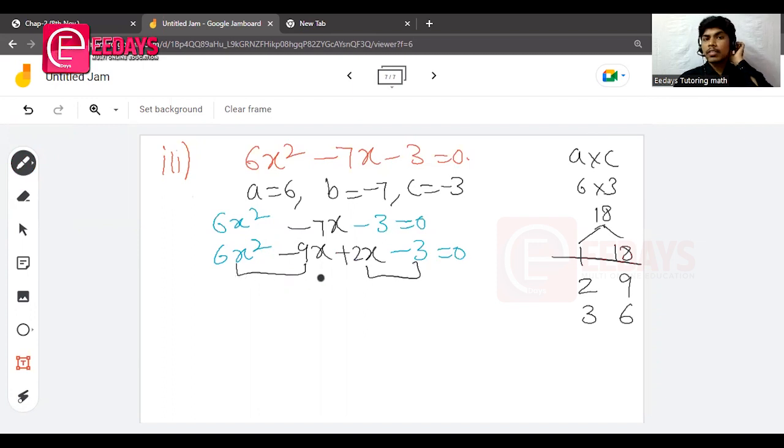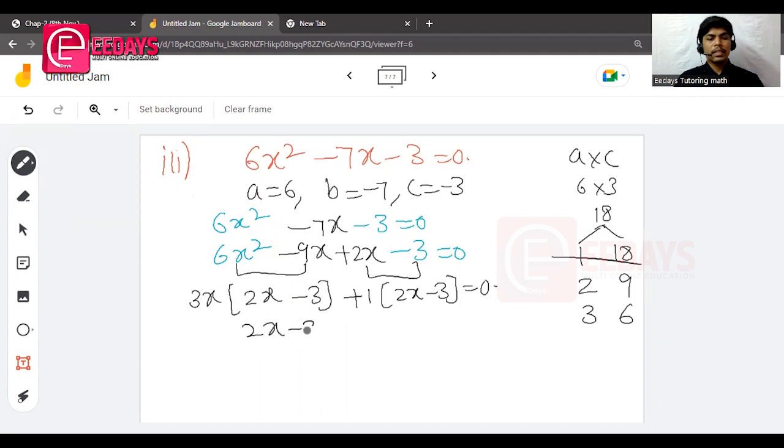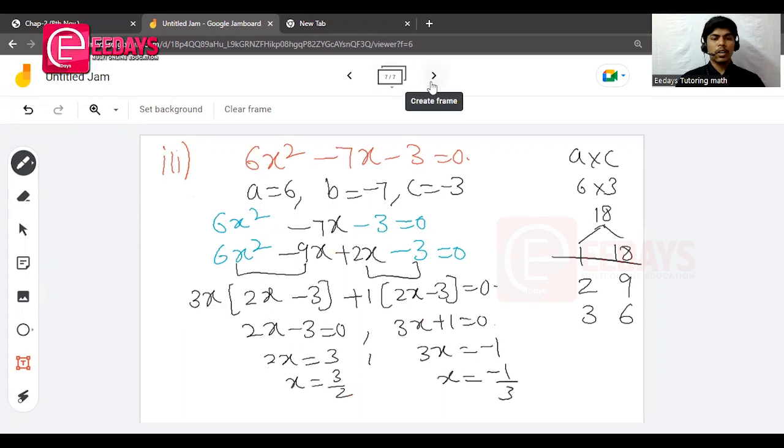Now let's take common from these two and these two. 6x square minus 9x. If you take 3x as common from both, you are left with 2x minus 3. From the next two, if you take 1 as common, we are left with 2x minus 3 is equal to 0. Now 2x minus 3 is equal to 0 and 3x plus 1 is equal to 0. 2x is equal to 3, so x is equal to 3 by 2. Here 3x is equal to minus 1, x is equal to minus 1 by 3. So these are the two zeros I got.